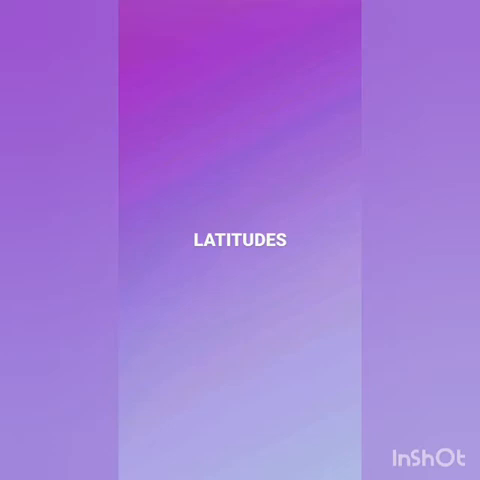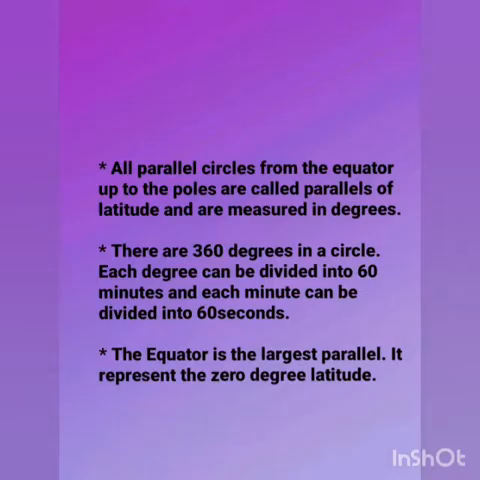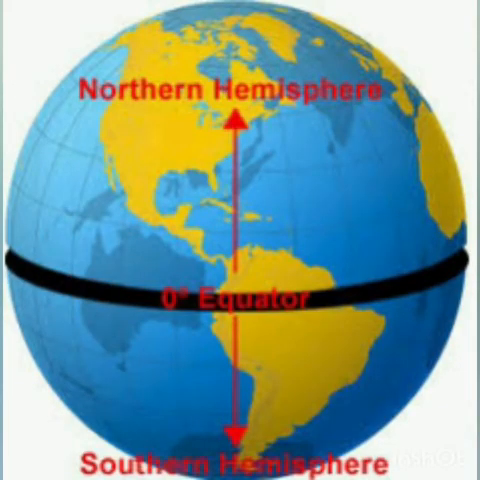I hope, students, that you all know what parallels are. Let us discuss once again. All parallel circles or horizontal circles from the equator up to the poles are called parallels of latitude, and they are measured, or expressed, in degrees. The main parallel is the equator. We all know that the equator is that imaginary line which divides the earth into two equal parts, that is the northern hemisphere and the southern hemisphere. We have already discussed the same.